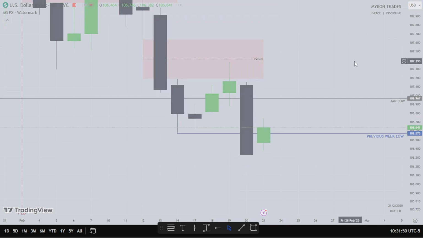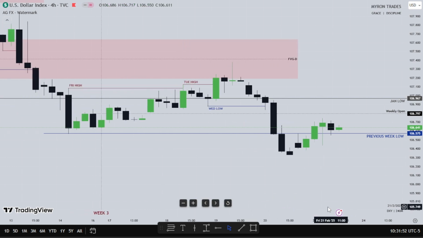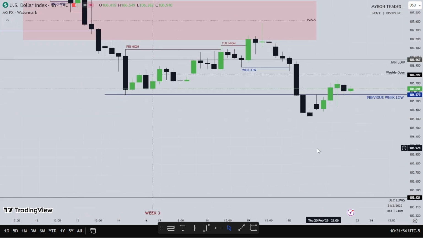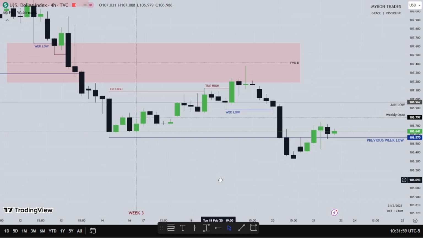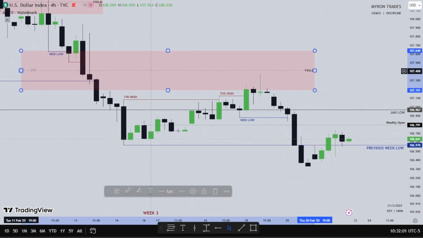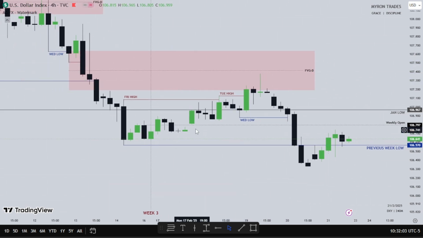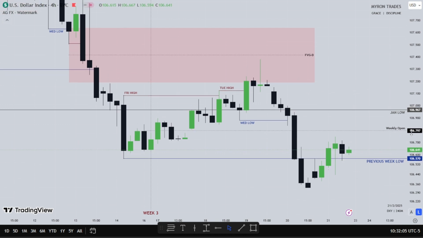So let's head down to the 4-hour time frame and more candles, and let's see what dollar really did. So this is the 4-hour time frame. Each candle in this time frame represents 4 hours of trading.